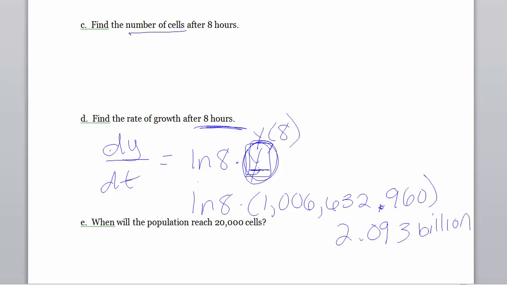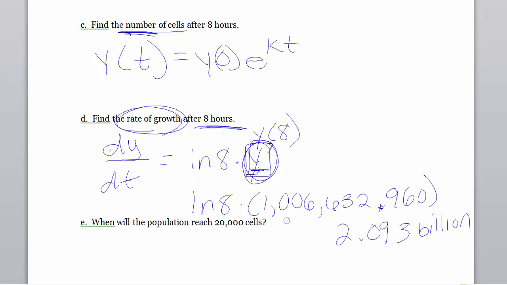Okay. So again, the only time you're going to use the derivative equation is rate of growth. For the number of how many are in the population, I would use the original, just y of t equals how many I start with times e to the kt. So it's really just knowing which one to use. And then part E, when will I reach 20,000? I would use the original.